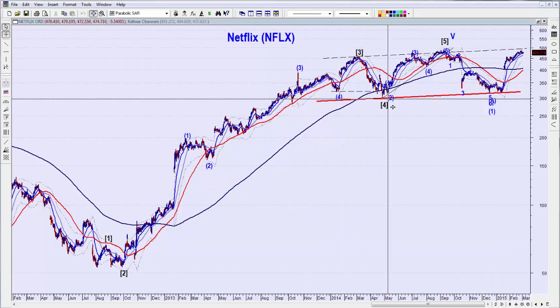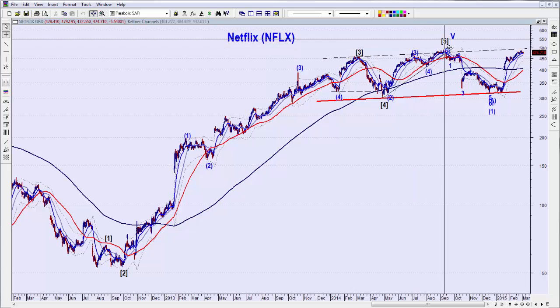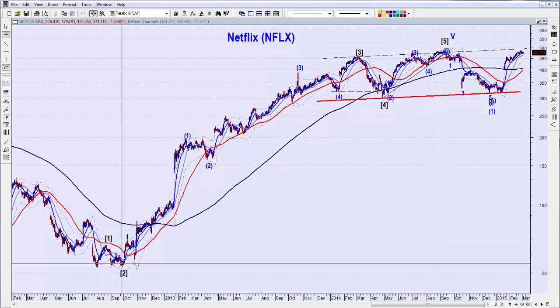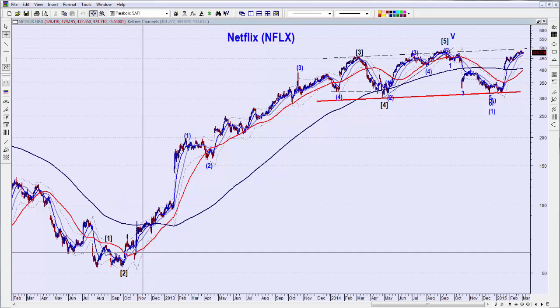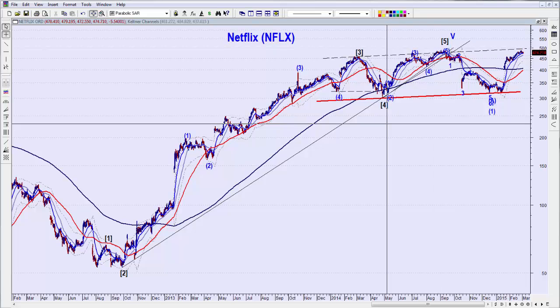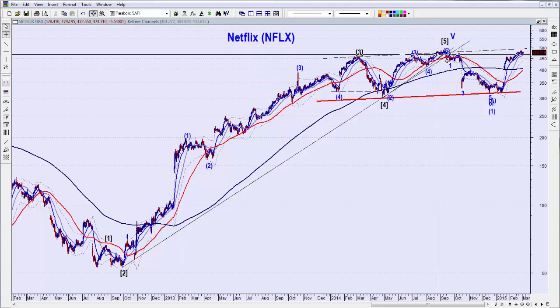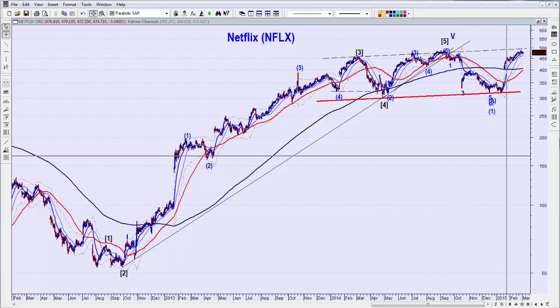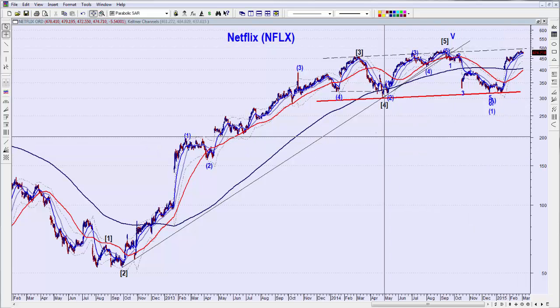We've now got the wave 4 pullback. We then got 5 waves up here. The other thing is when you take a trend line for this entire wave between 2 and 4, you can see it is broken. So, now we are in a sideways to down, and I'm expecting down.